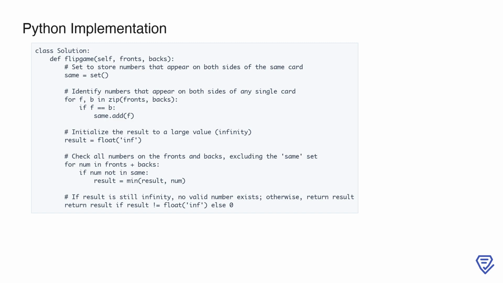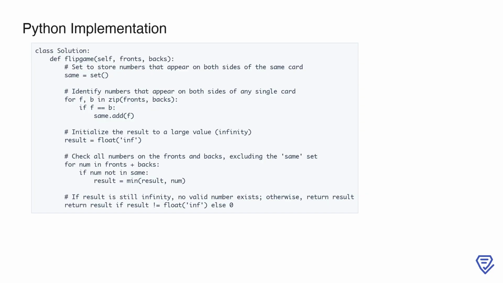4. The code then iterates over all numbers in the combined list of fronts and backs. For each number, it checks if the number is not in the same set, i.e., it is valid. If valid, it updates the result to the smaller of the current result and this number. This step ensures that the smallest valid number is identified. 5. Finally, the code returns the result if it is not equal to float('inf'). If result remains float('inf'), it means no valid number exists, so the code returns 0.